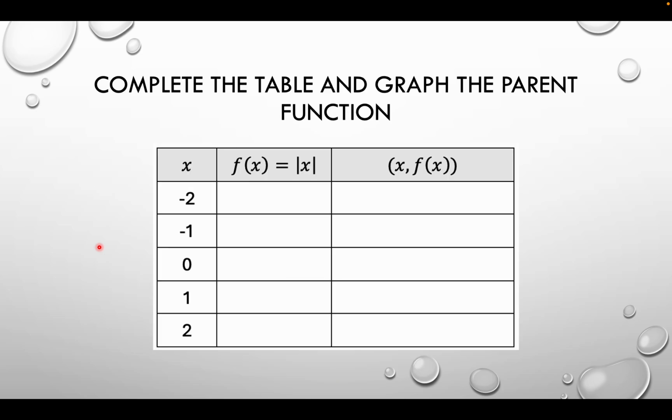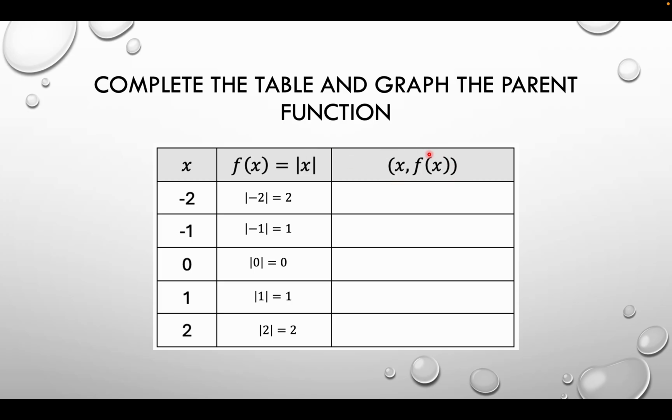Complete the table and graph the parent function. So the parent function, f of x equals absolute value of x. If we go to evaluate and I plug in my x value, so I plug in the absolute value of -2, absolute value of -2 is going to be +2 because distance traveled to get to -2 is 2 units. Absolute value -1 will be 1, 0, 0. Absolute value of 1 is 1, and the absolute value of 2 is 2.